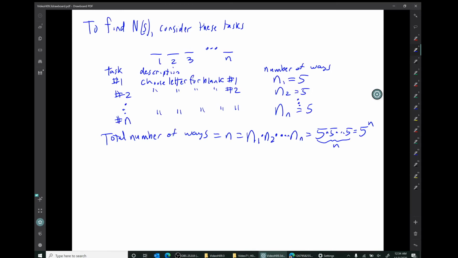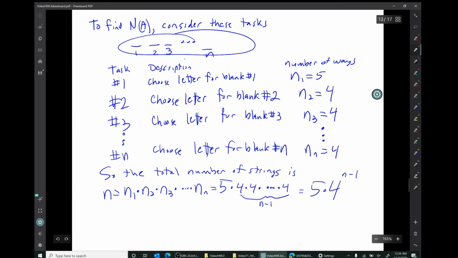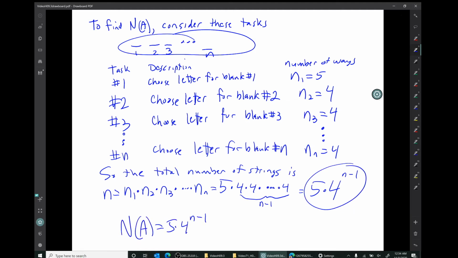Now, in the previous page, we forgot to label our result. So in the previous page, we found that the total number of strings of length n was 5 to the n. In the current page, we found the total number of strings of length n where there are no adjacent characters of the same, is this number, and that's that quantity, n parentheses a. So now we need to compute the thing that we're being asked for. We'll do that on the next page.